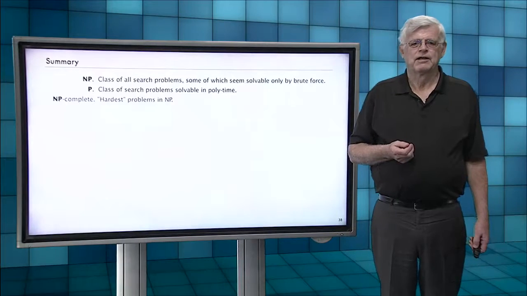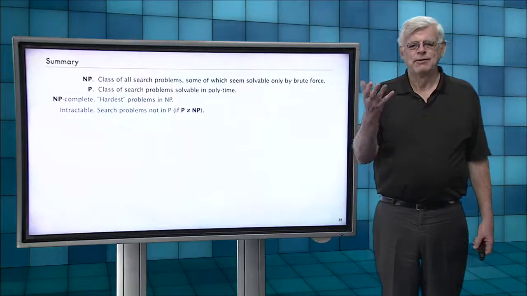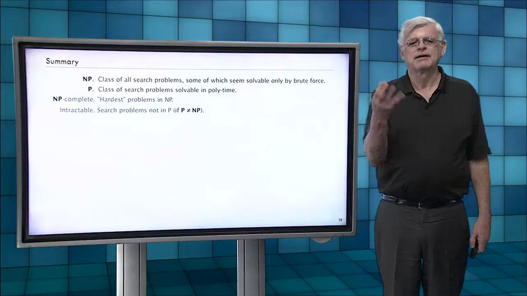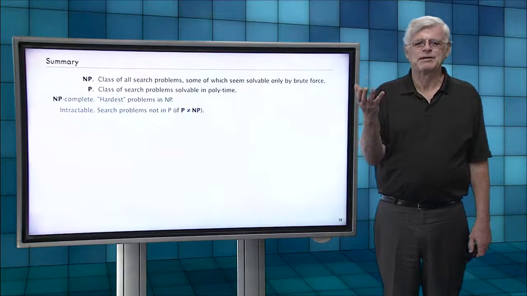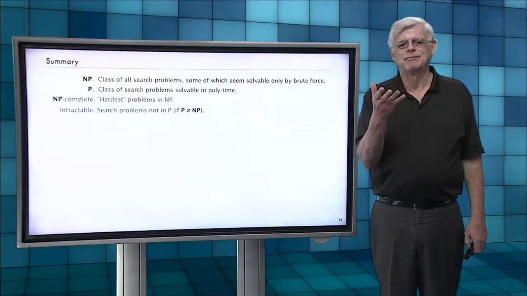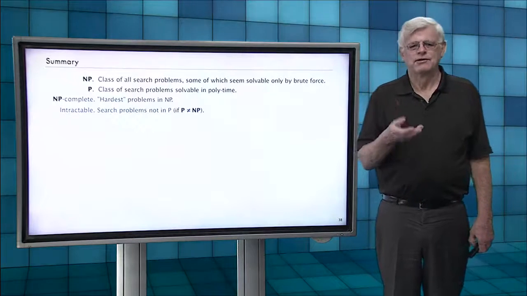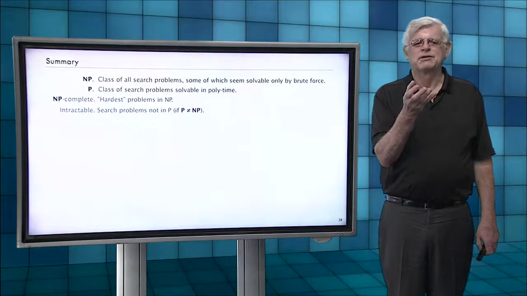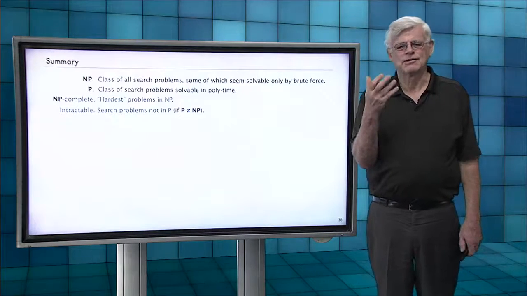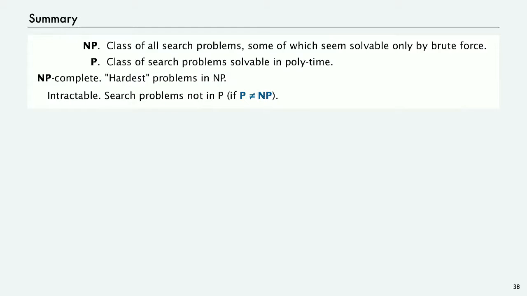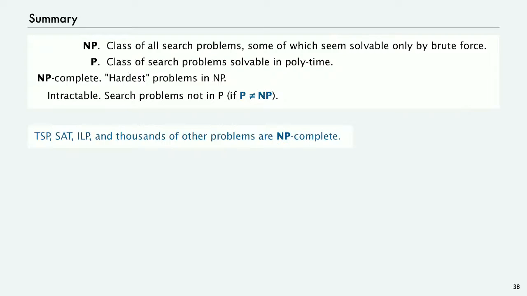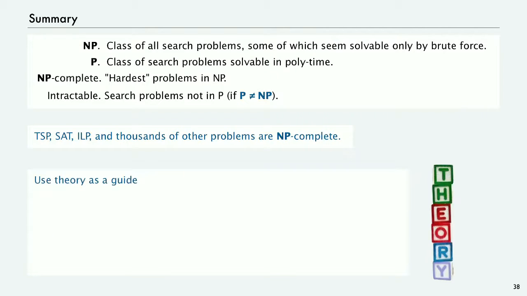So just a quick summary. We have the class of all search problems, that's NP, the ones we can solve in polynomial time. Those are P, and then we have the NP complete problems, which you can think of as the hardest problems in NP. And then the idea of intractability, which if P is not equal to NP, those are the ones that are not in P. And we have thousands and thousands of problems that are NP complete.